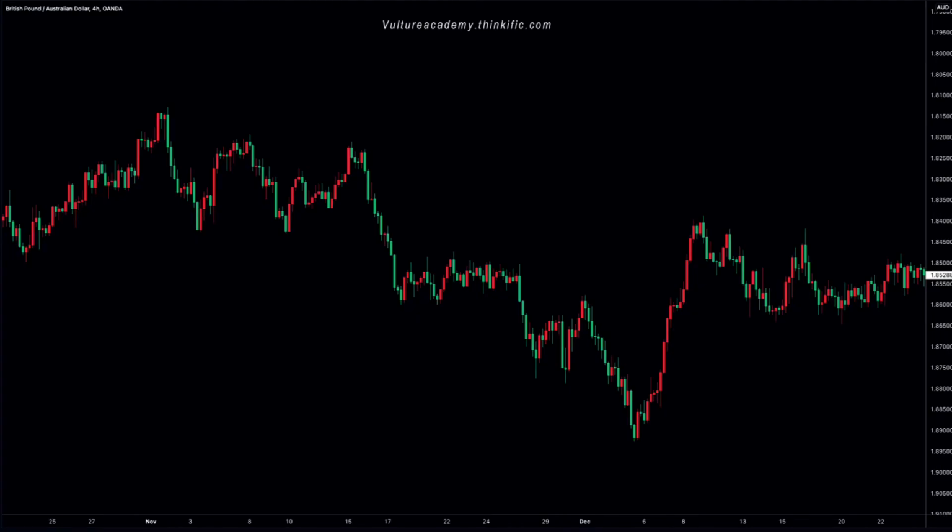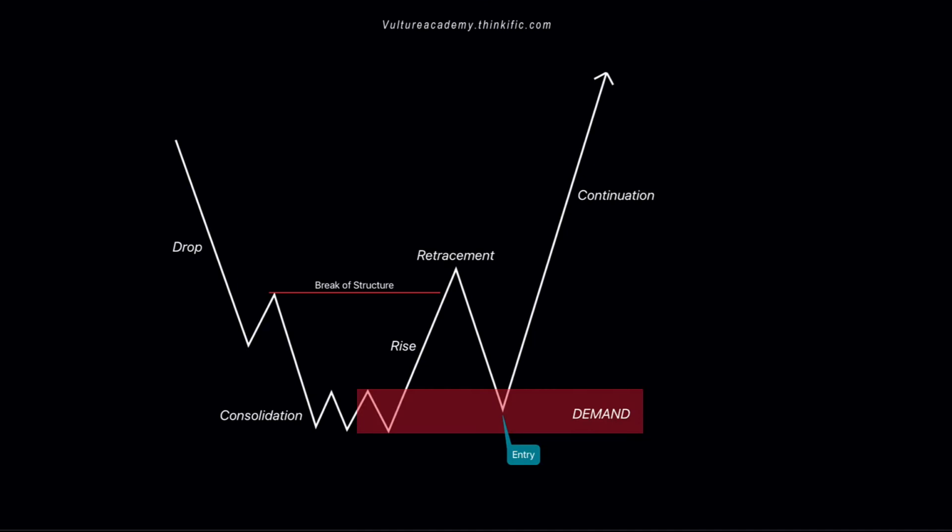Now that we've covered the first type of supply and demand zones, let's talk about the second type, and those are reversal zones. A reversal zone allows us to identify the end of the current trend and the beginning of a new trend.